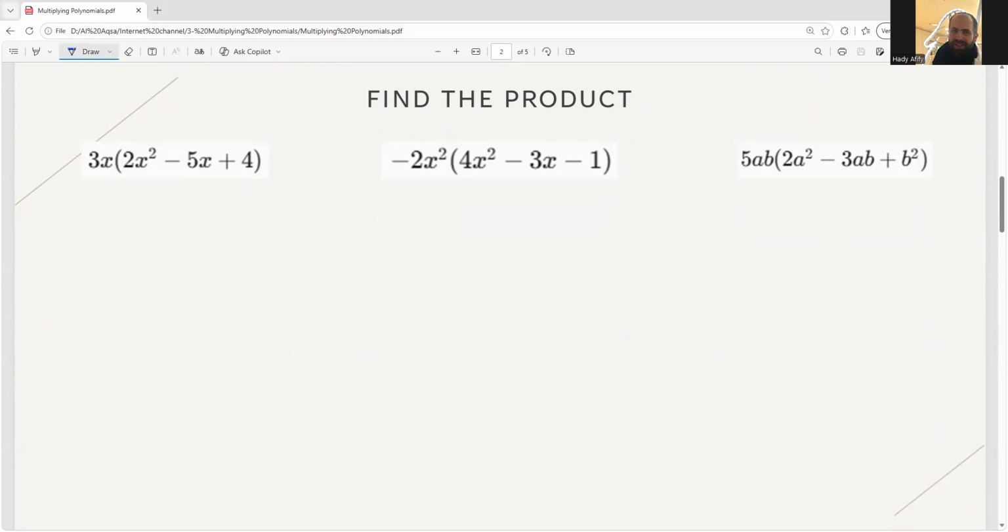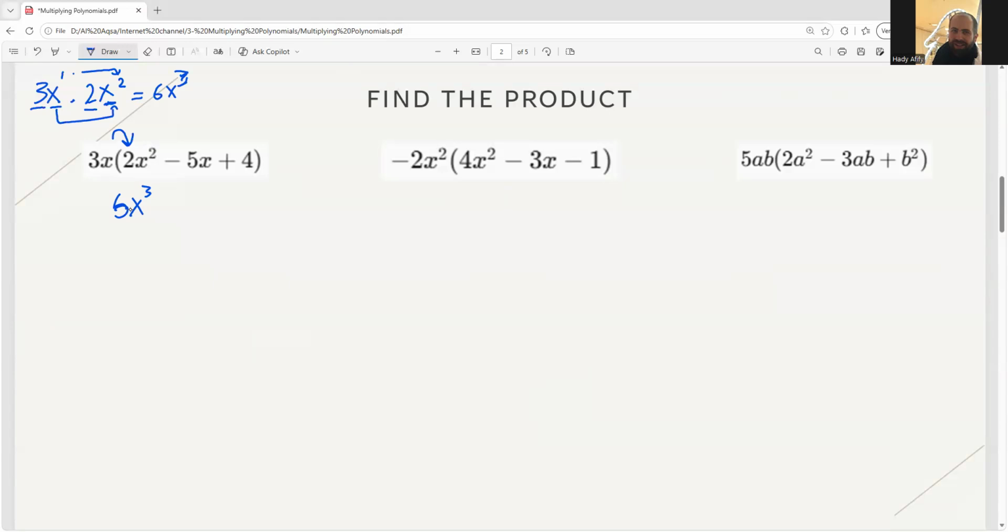So let us see. You have 3x multiplied by 2x squared. You can do it the regular way: we're going to multiply 3 by 2, which gives 6, and then x to the power of 1, because there is nothing written here, I'm going to consider the power as 1. If you multiply two exponents having the same base, you're going to add the powers. So 1 plus 2 will be 3. So 3x multiplied by 2x squared will be 6x to the power of 3.